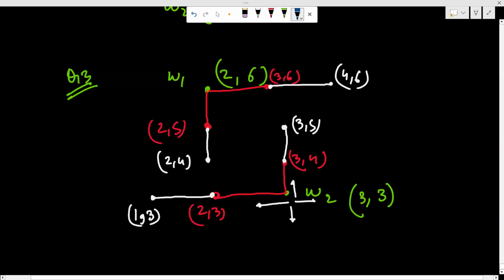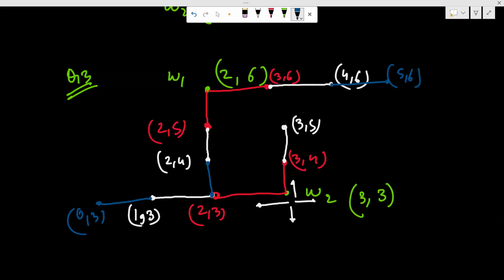So at the third second, this will come over here. This will go over here, which will be a coordinate of 0, 3. This will go over here, which will be a coordinate of 5, 6. And this will go over here. So can I say that they are connected after the third second? Can I say that wells W1 and W2 are connected after the third second?